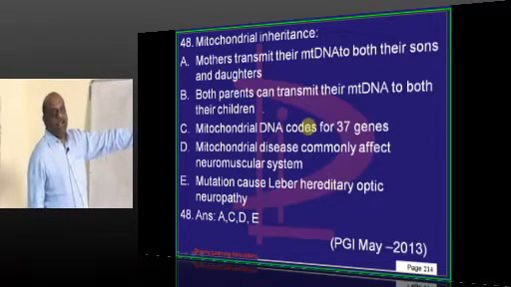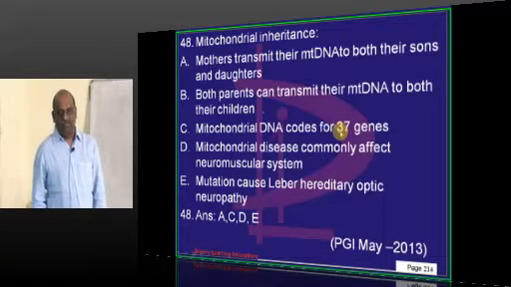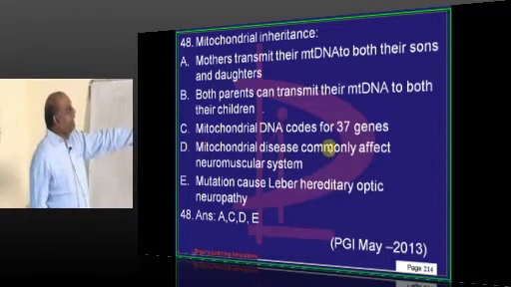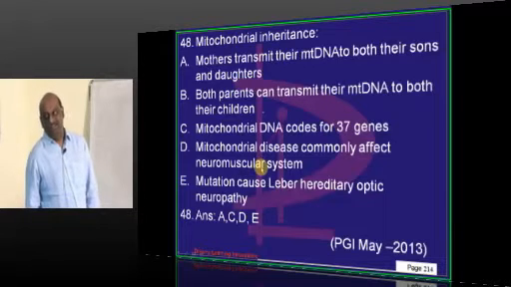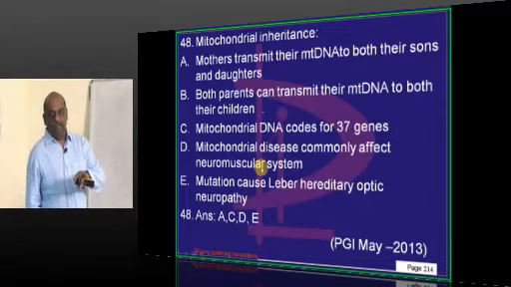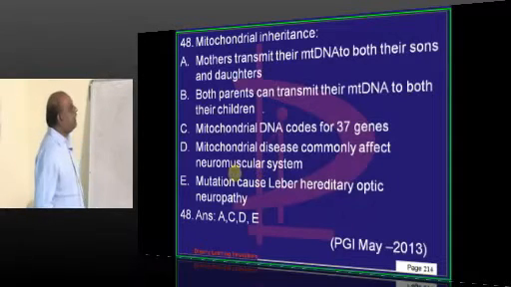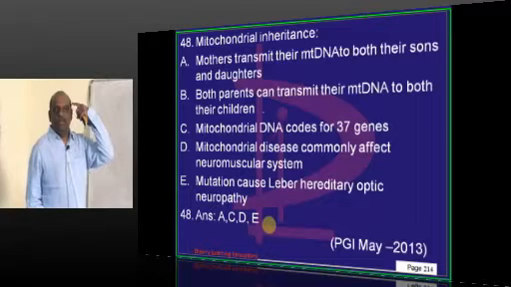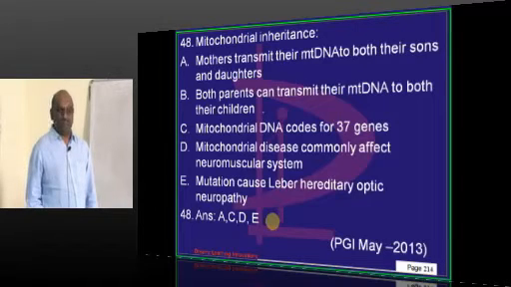Then mitochondrial DNA has 37 genes. Any gene can undergo mutation. Mitochondrial disease commonly affects the neuromuscular system. MELAS: mitochondrial encephalopathy, lactic acidosis and stroke-like episodes, neurological disorders. Because the brain requires a lot of energy, ATP and mitochondria. Any deficiency of that will make the neurological tissue get affected the most.